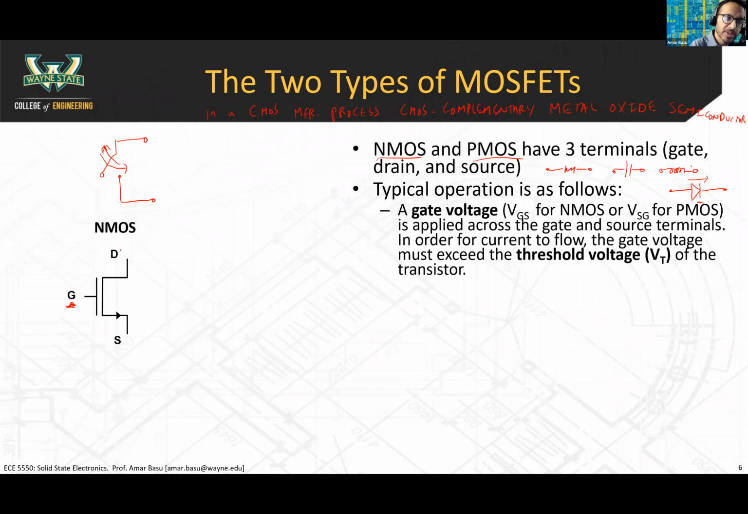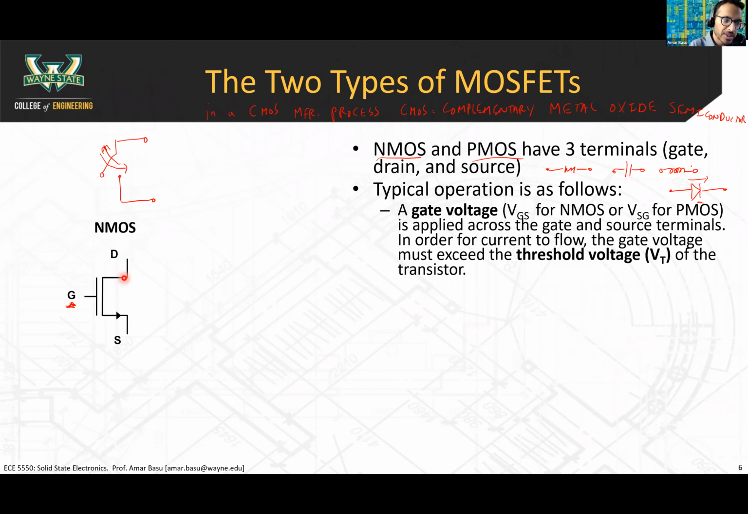Okay, so in an NMOS device, the current will flow from the drain to the source. So it'll flow in this direction. And that's why the arrow here shows the direction of current flow. The current is flowing from drain to source. But you can either turn on the flow or you can turn off the flow.